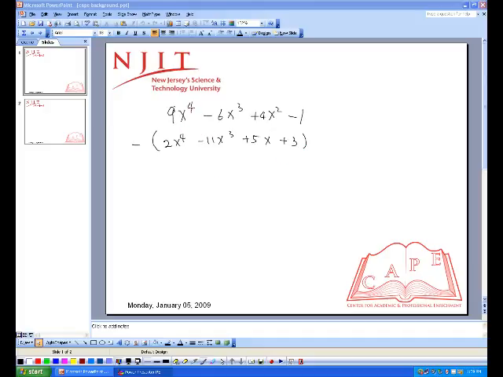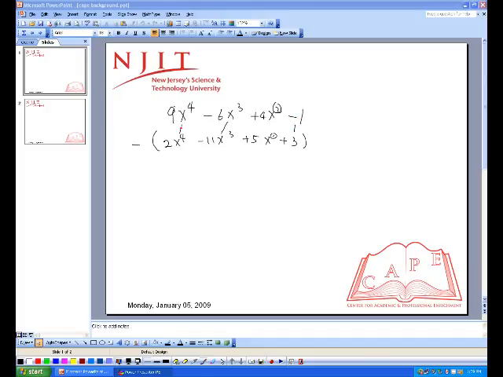powers. That means degree 4 lines up with degree 4, degree 3 lines up with degree 3, degree 2 you cannot line up with x because this is x squared, degree 2, and this is just x, degree 1. Okay, you could line up minus 1 and 3.